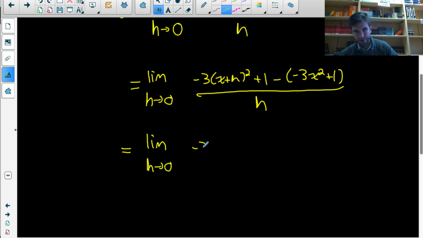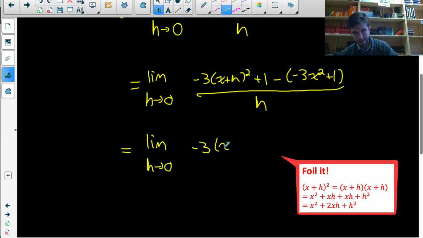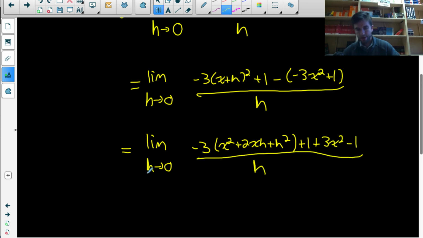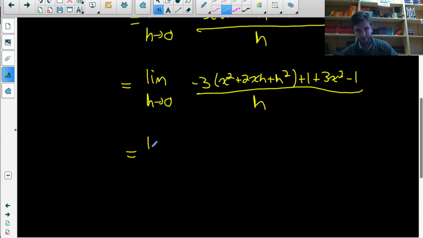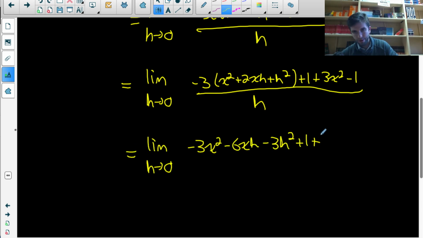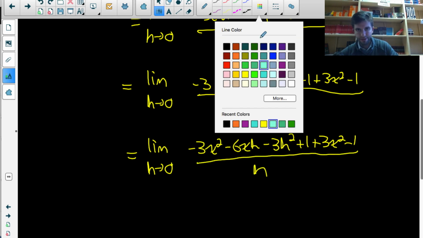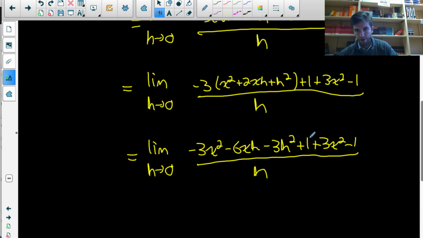Let's simplify the numerator. Negative 3 and then (x plus h) all squared is x squared plus 2xh plus h squared. Plus 1, distribute the minus, plus 3x squared minus 1. And this is all over h. And then I'll very quickly distribute my negative 3, plus 1 plus 3x squared minus 1, all over h. And then if we've done this properly, you should notice that every term that doesn't contain an h should cancel out. So I have a plus 1 and a minus 1, that's 0, and I have a negative 3x squared plus 3x squared, that's also 0.